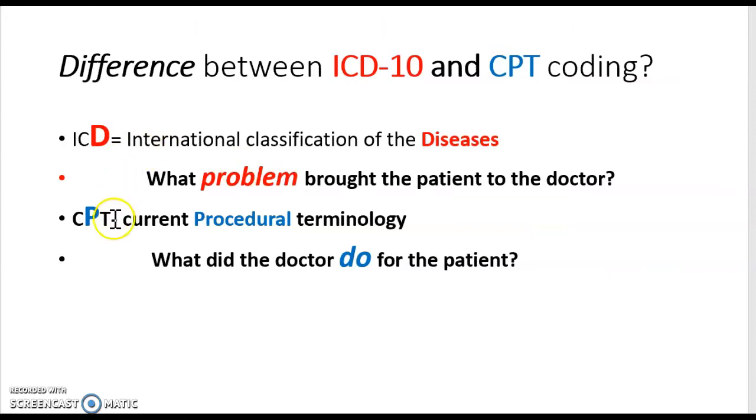Same as that in CPT, P is the focal point, current procedural terminology. So you're coding for the procedure, meaning what did the doctor do for the patient? So you can see the difference between both of them, and anytime you pick up the manual, you have to ask these questions in order to know, am I coding for the P or am I coding for the D? And that's the book that you're picking up.